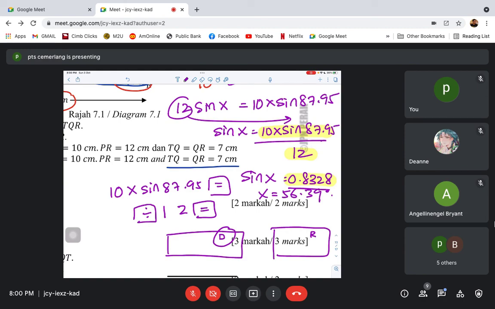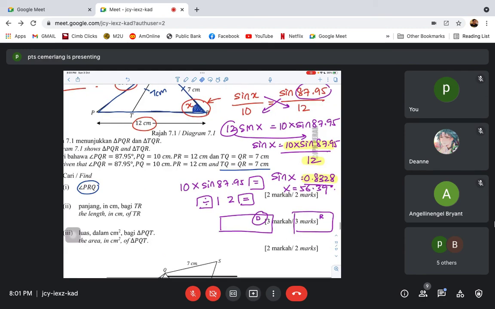You buy an expensive calculator, but the Form 3 students can't press it. They don't even know how to press it. So you guys are considered the lucky ones, right? Alright, so this is done. Let us look at the next part.